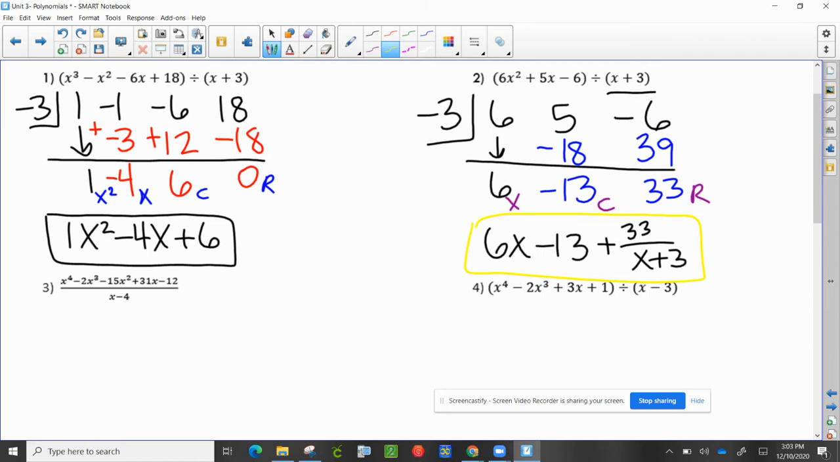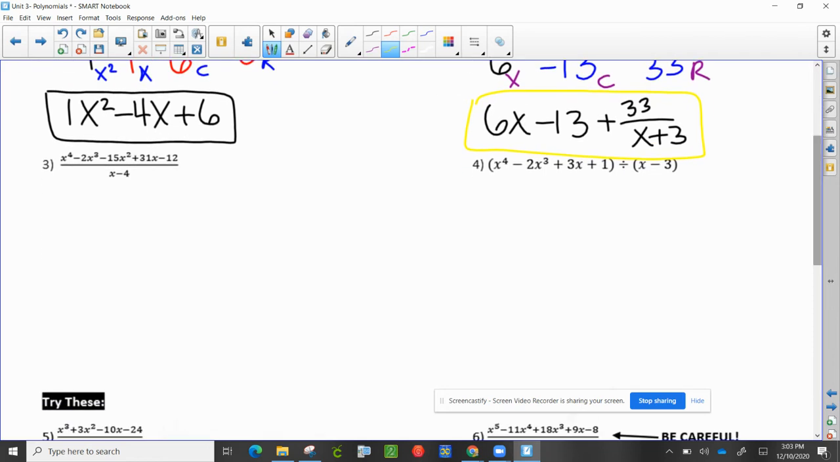All right, I'm going to do one more with you, and it's going to be number 4. And the reason I'm going to go over number 4 with you is because when I'm looking at this problem, right away I see x to the 4th, x to the 3rd. We're missing a term here. See how there's no x squared term? We need to add it in.